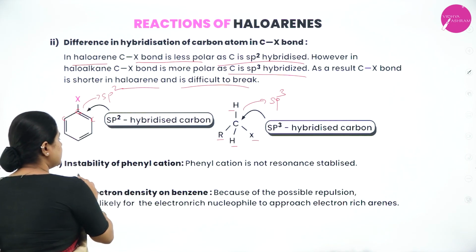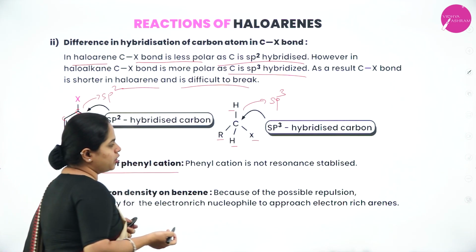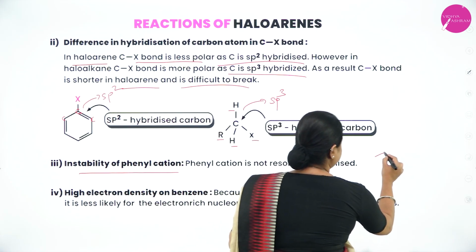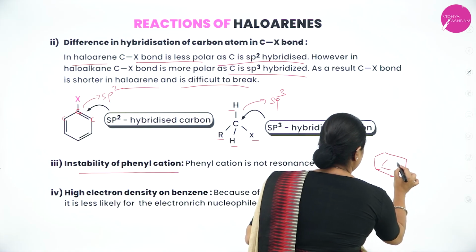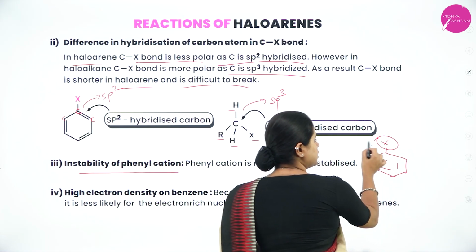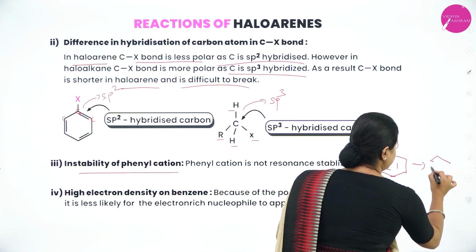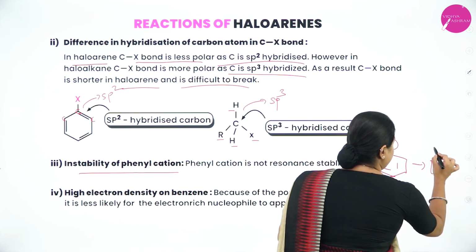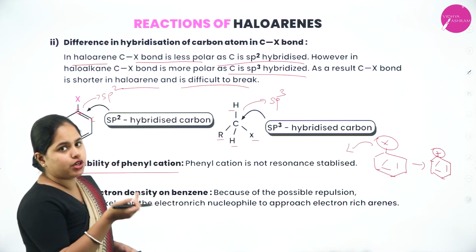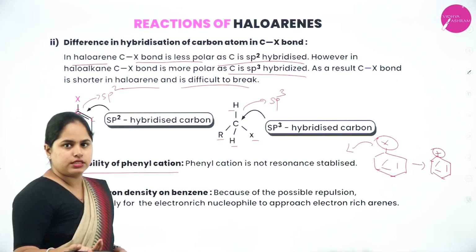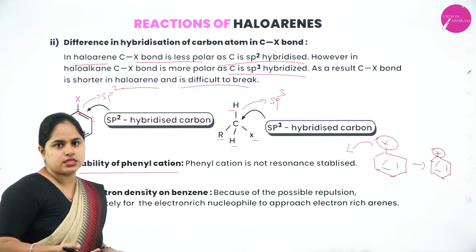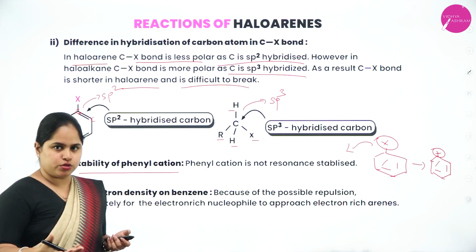Now, the next one is instability of phenyl cation. Phenyl cation is not resonance stabilized. Okay. So, what is phenyl cation? As you can see here, this is the haloarene, right? From this haloarene, if this halogen is removed, what will happen? When the halogen is removed, a phenyl cation will be formed. So this is called a phenyl cation. Now this phenyl cation will not be resonance stabilized, hence it is not showing resonance. So that will be another reason for the less attraction towards nucleophilic substitution reaction.